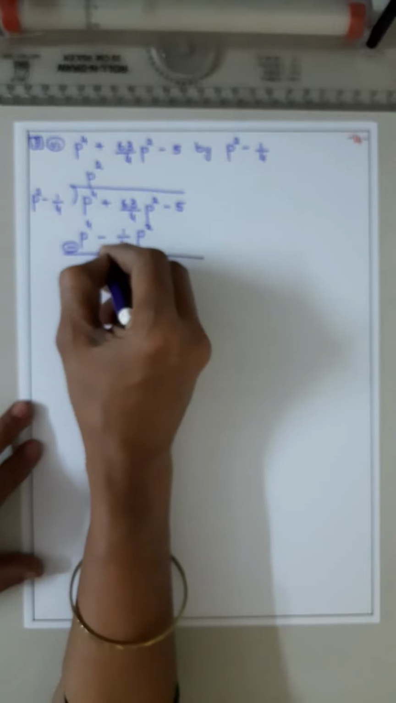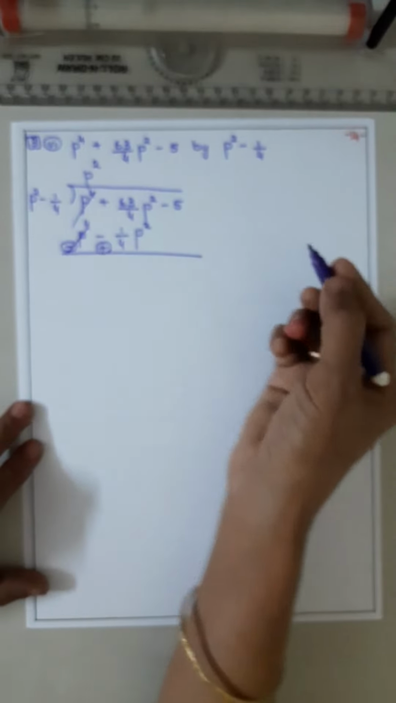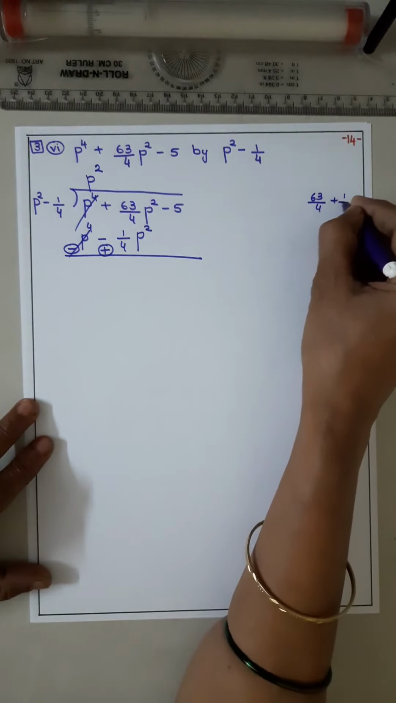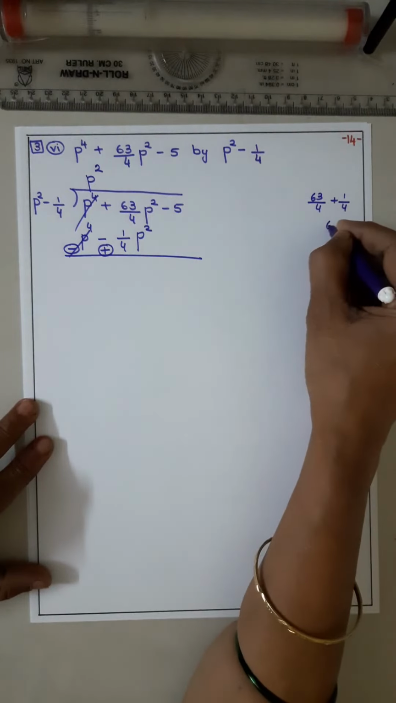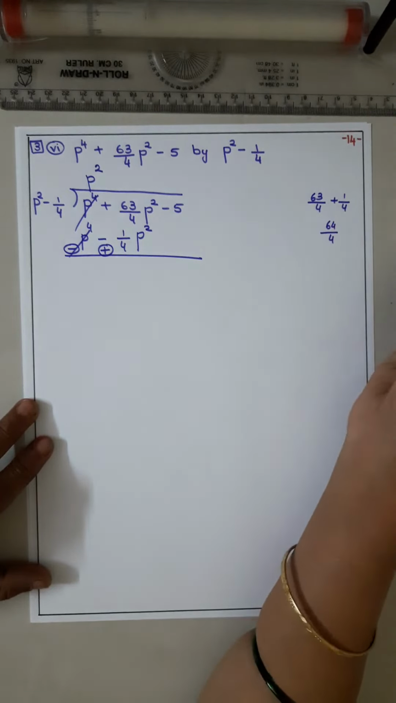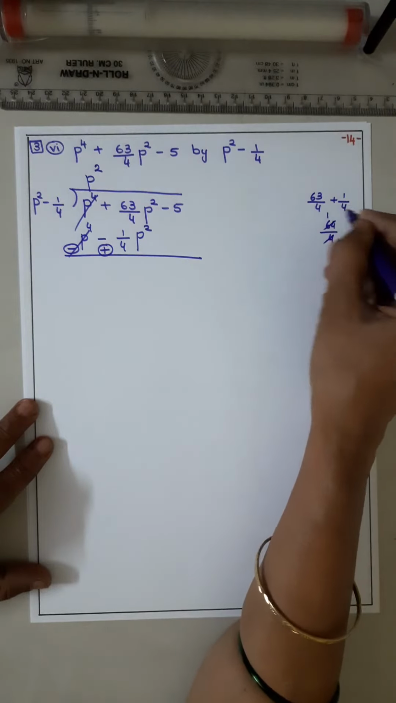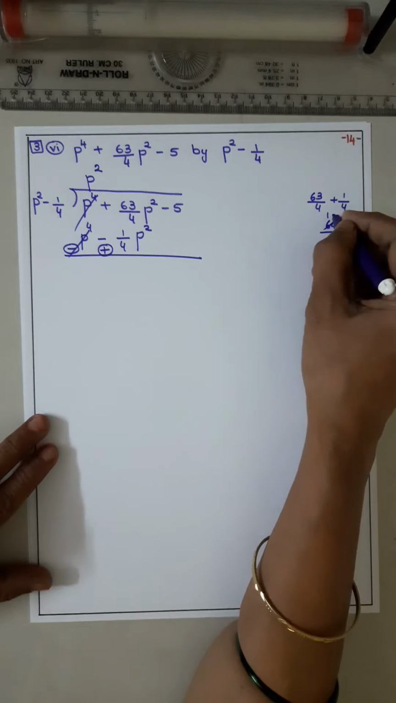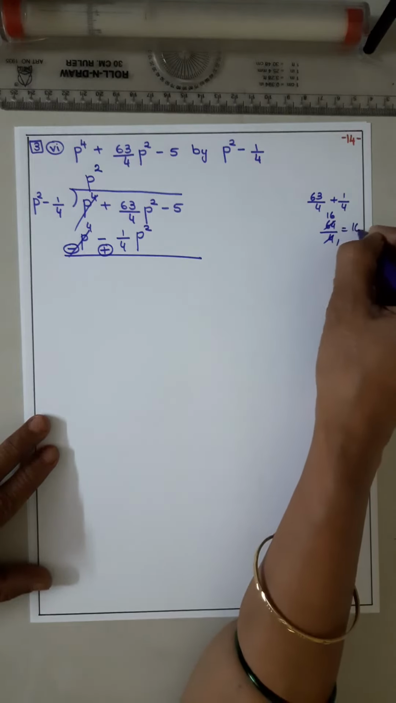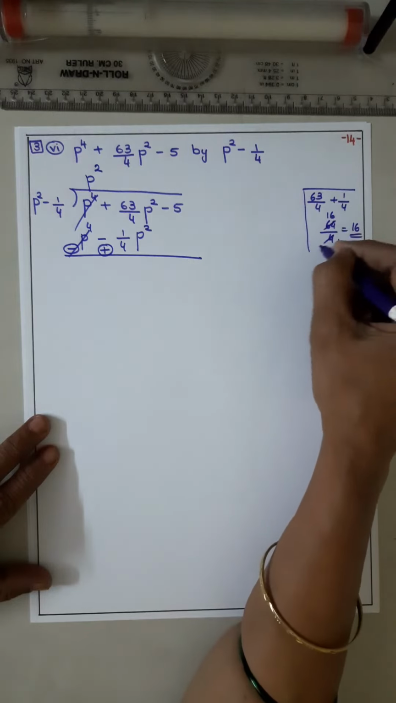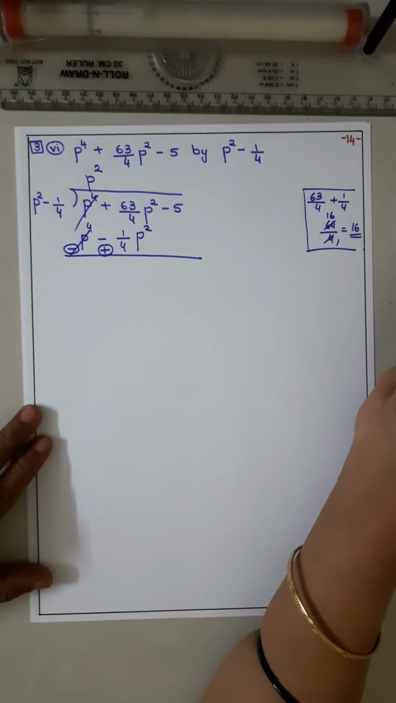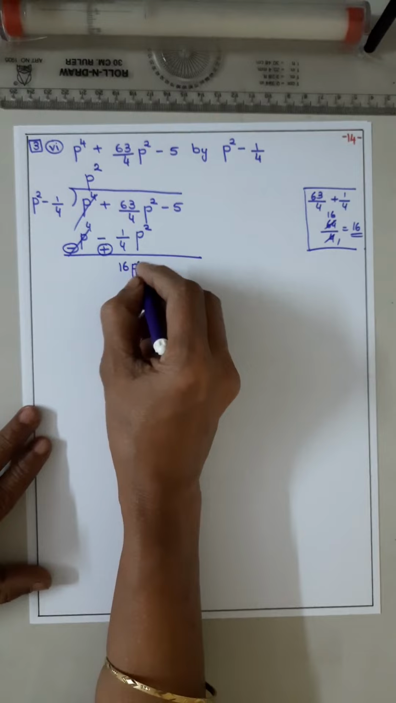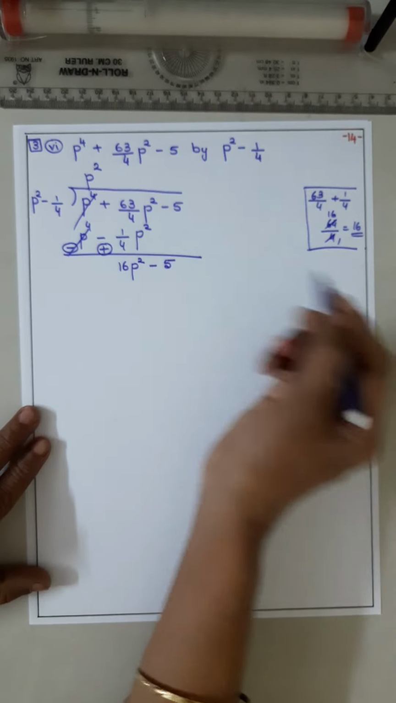Now sign change. Now add 63 by 4 plus 1 by 4. It is 64 by 4. 4 1s are 4, 2 remains, 2 and 4, 24. 4 6s are. So you got how much? 16. Understood? So you have to add this, then you will get 16p squared minus 5.